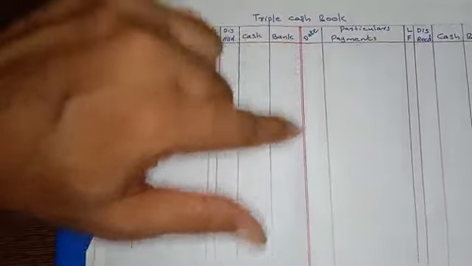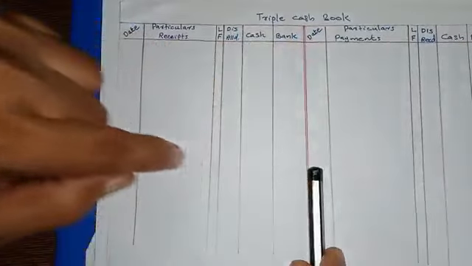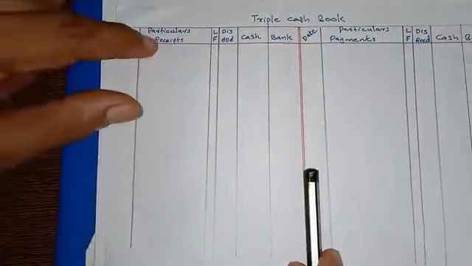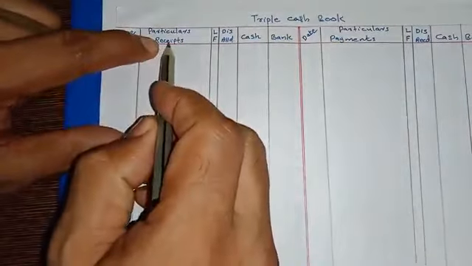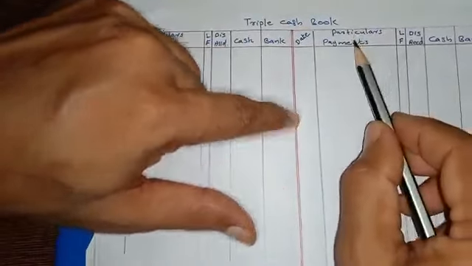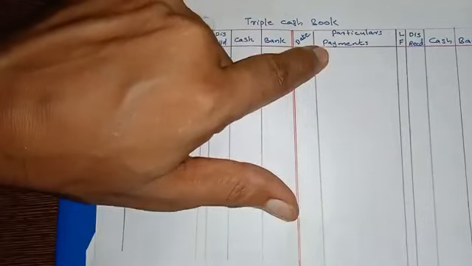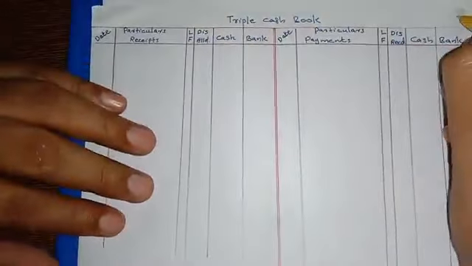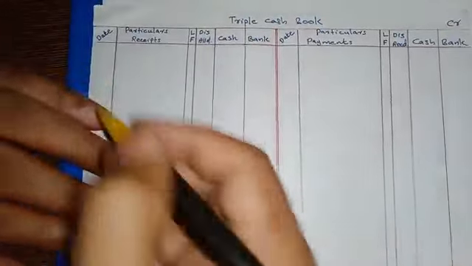This line is the middle line. This left hand side is known as the debit side or receipt side. Here it is written receipt. And from this middle line to the right side is known as the payment side. Otherwise it is known as the credit side. So this is the credit side and this is the debit side.